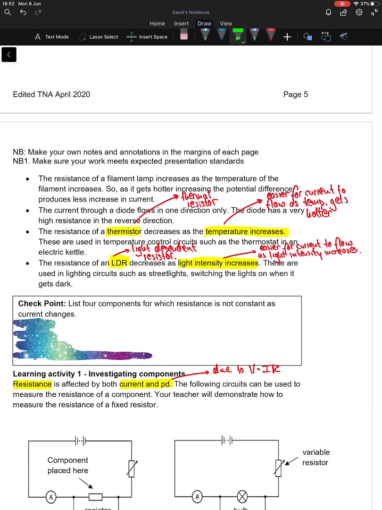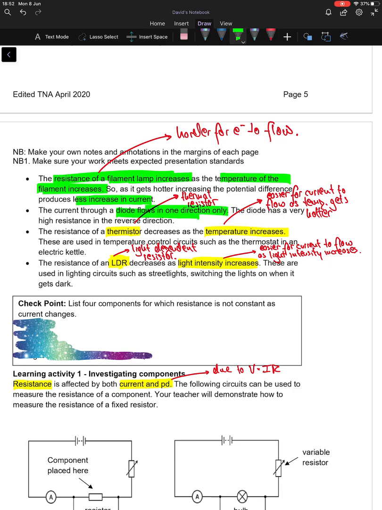Right. So, as it says, this summarizes the relationships that we've been talking about. In a filament lamp, the resistance increases as the temperature of the filament increases. So there's less current, because an increase in resistance makes it harder for electrons to flow. Then, current through a diode only flows in one direction, and the diode has a very high resistance in the other direction, which means there's no current flowing.